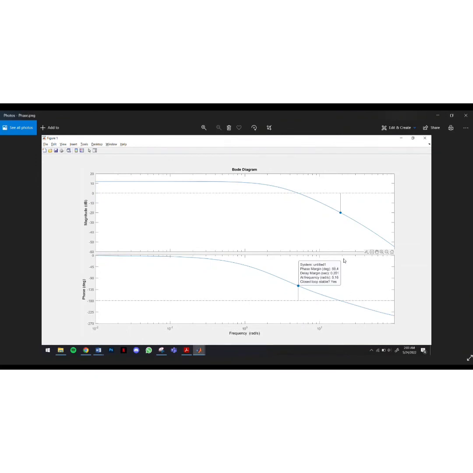There was a delay in the phase Bode plot. Both magnitude and phase were stable.